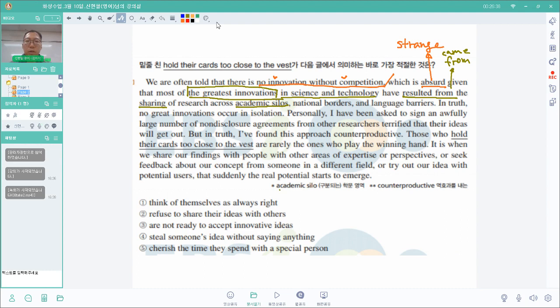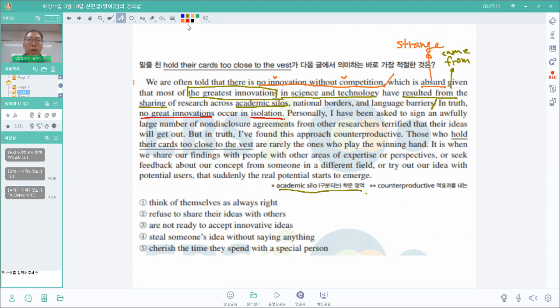Academic silos are different academic fields, right? And all the greatest innovations in science came from sharing across national borders. Innovation came from sharing across language barriers, not competition. Okay? So in truth, no great innovation occurs in isolation. Our writer is arguing that actually no great innovation occurs in isolation. If you compete against each other, if you isolate each other, there will be no great innovation.